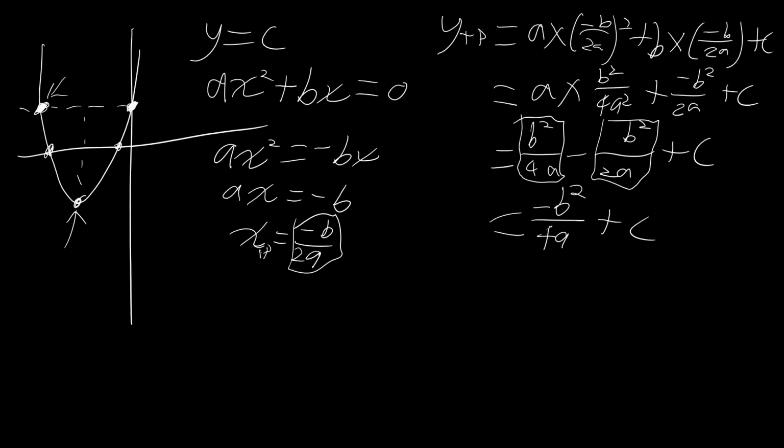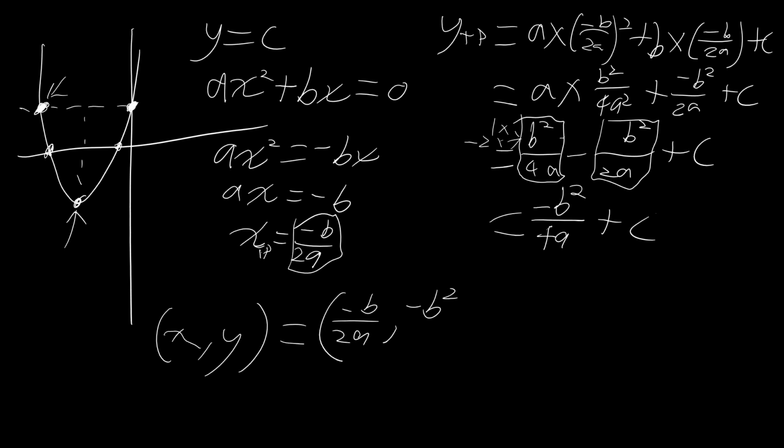We know that because it's like 1 times that minus 2 times that, which gives us the coordinates of the turning point, x and y, as negative b over 2a and negative b squared over 4a plus c.